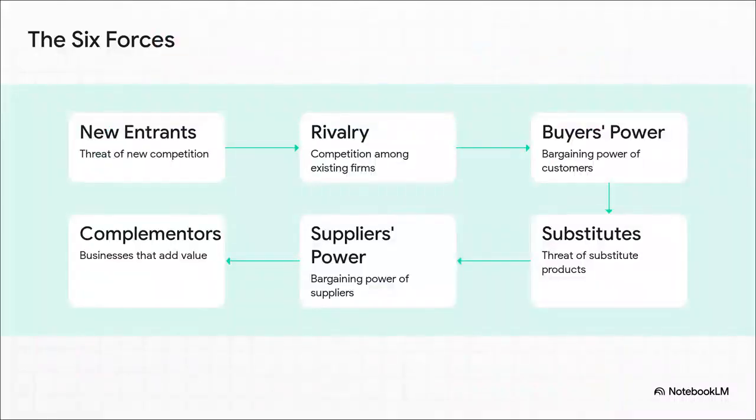Now, you've probably heard of Porter's 5 forces before, but guess what? The model has actually evolved. The ISO standard points to these 6 key pressures. You've got the threat of new players entering the game, the rivalry between the companies already there, the bargaining power of your customers and your suppliers, then there's the threat of substitute products, and finally, a really crucial 6th one, complementors. These are the other businesses that actually make your own product more valuable.